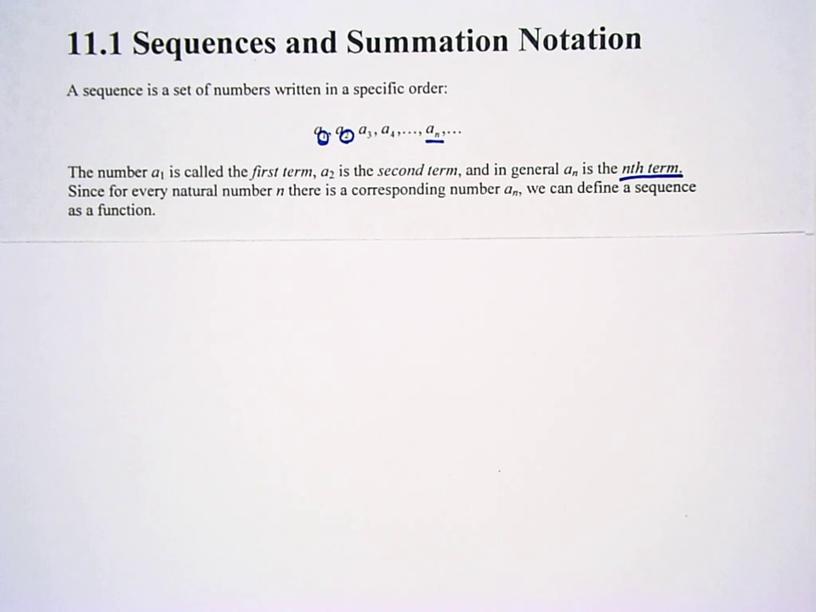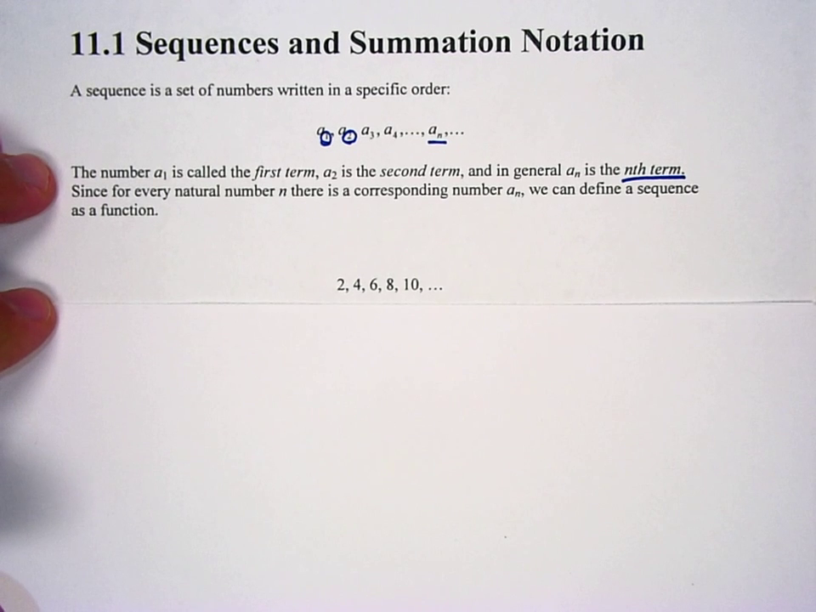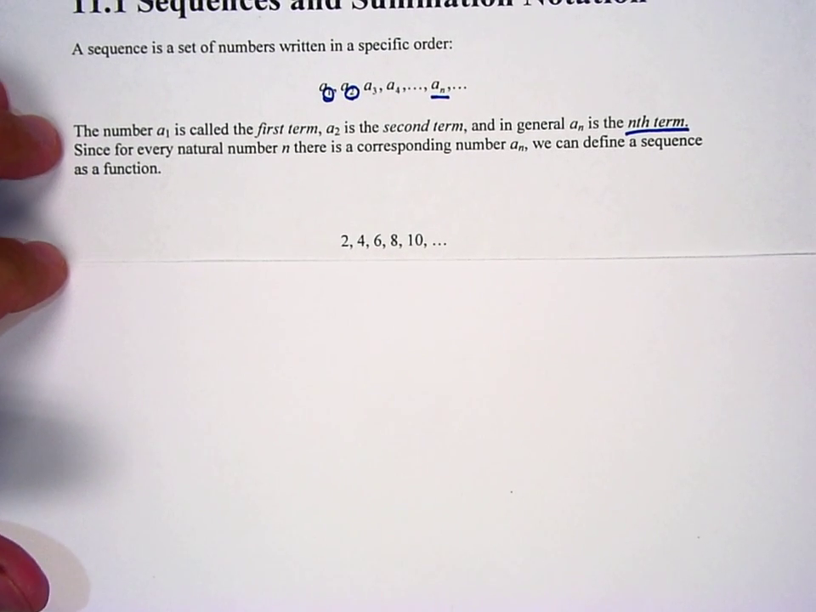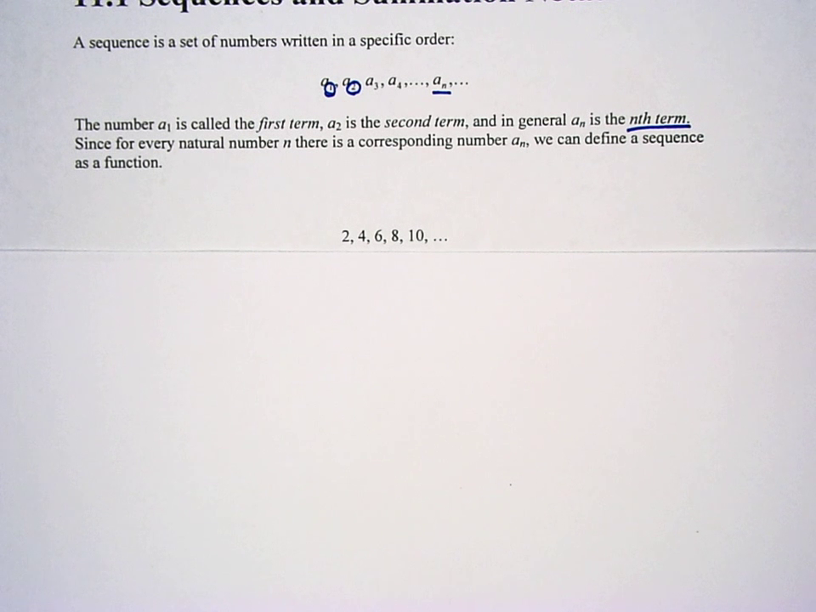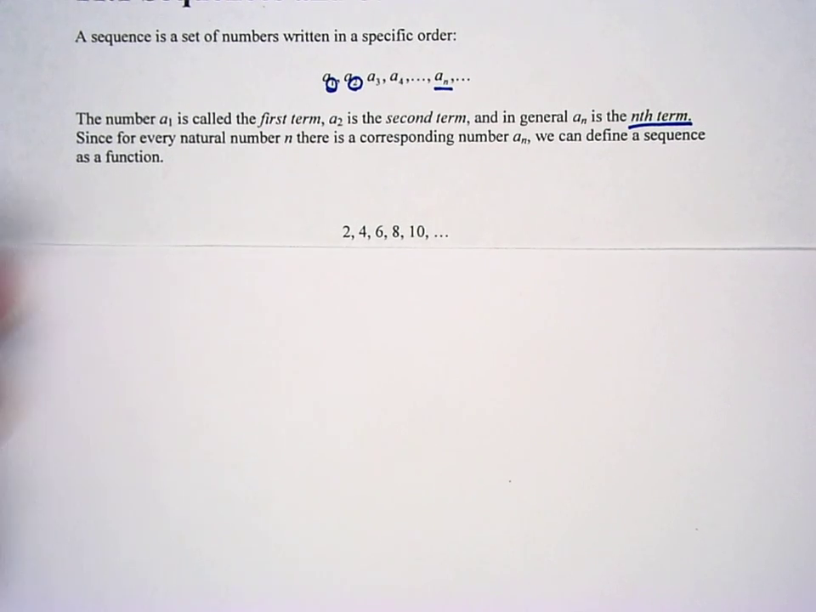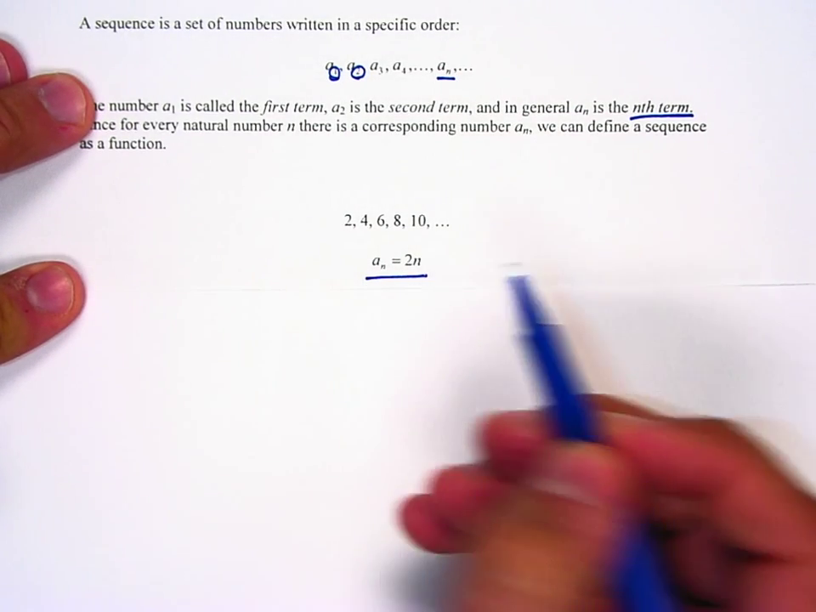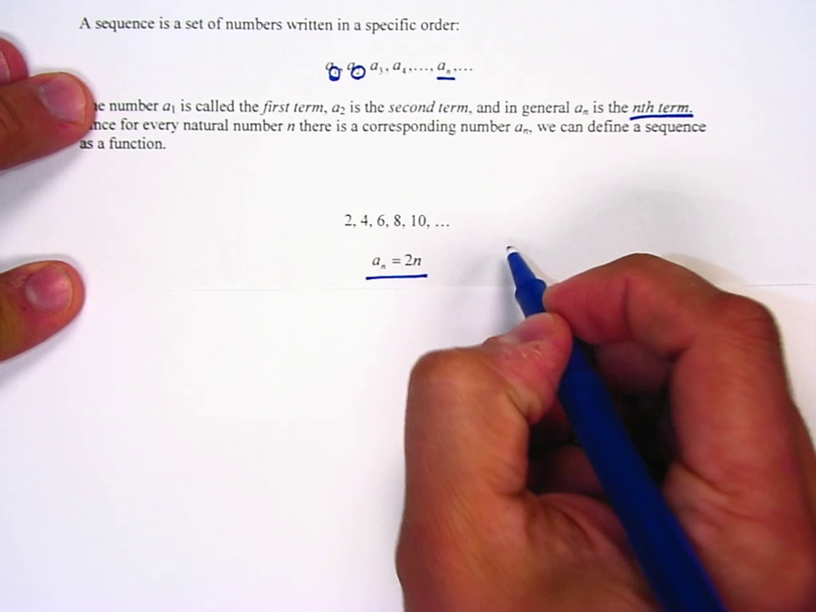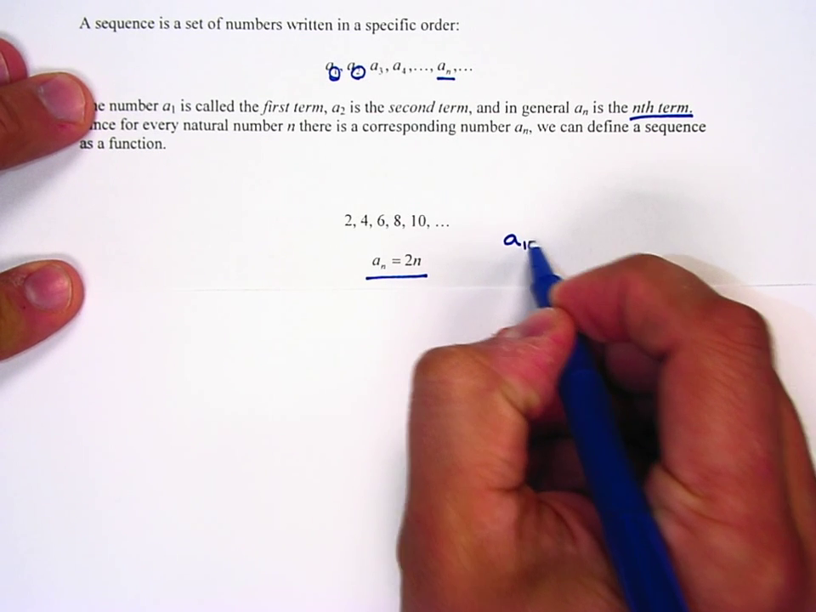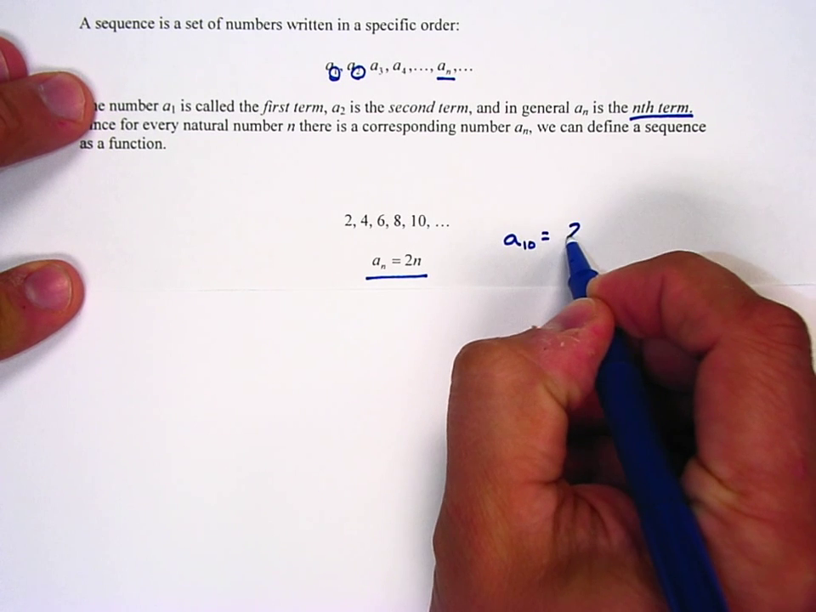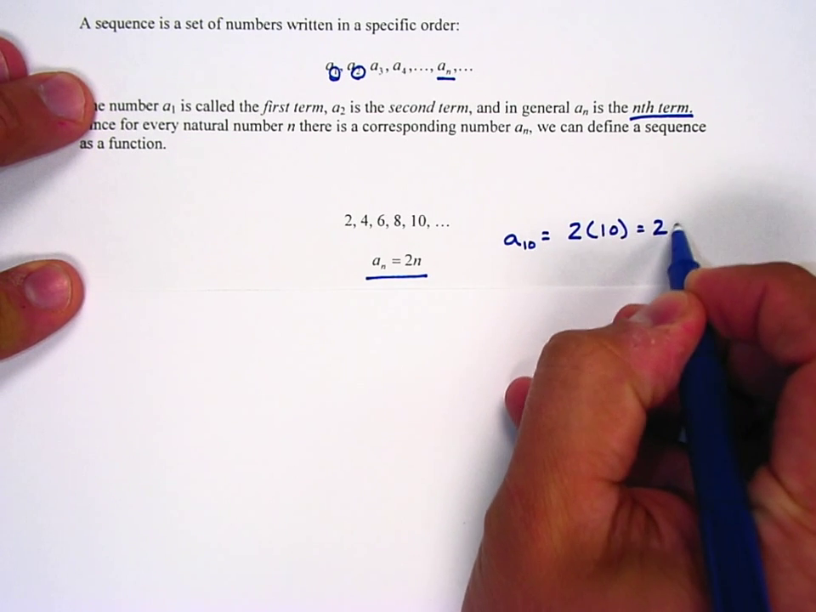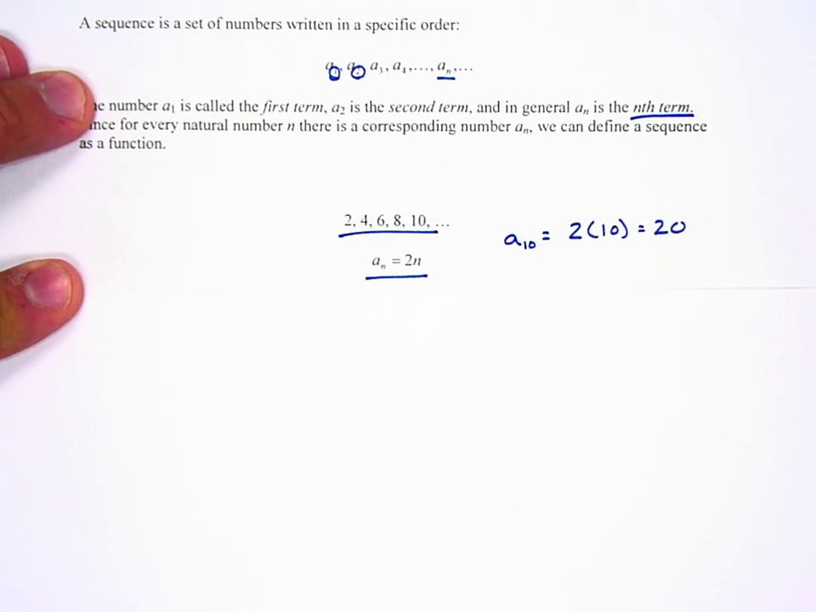So we're going to go through and do that. Since for every natural number n, there's a corresponding number A n, we can define a sequence as a function. An example, 2, 4, 6, 8, 10, that keeps going on forever. That's why the dot, dot, dot is there. That would be an example of a sequence. We can write that sequence in terms of terms like that, or as a formula, A n equals 2n. If this is the case, and I wanted to find out, say, the 10th term, A10, I would just plug it in, say 2 times 10, and that's 20. So the 10th term in this sequence is going to be 20.